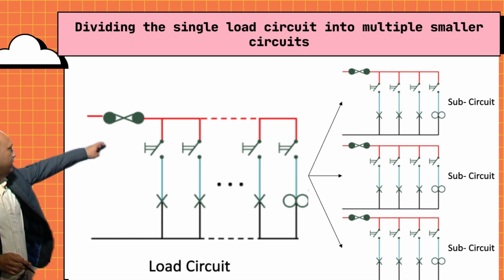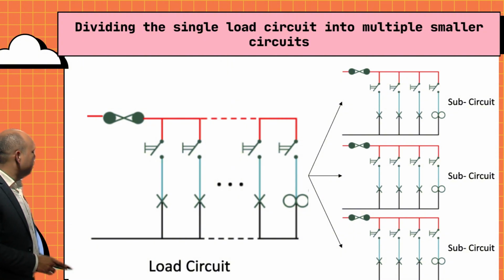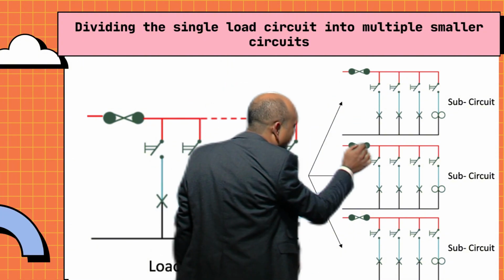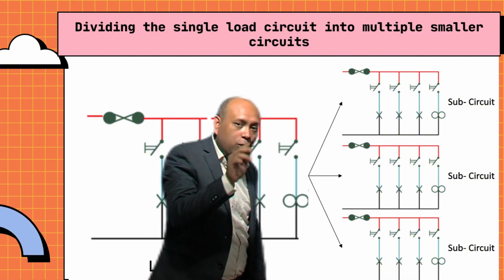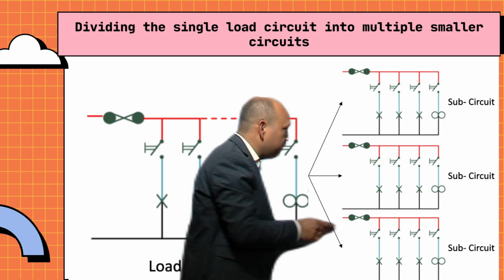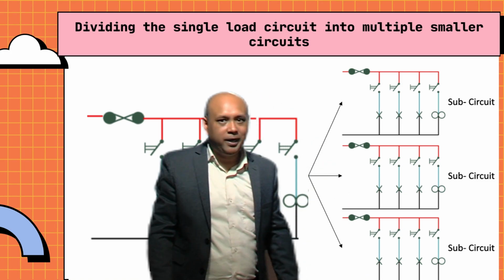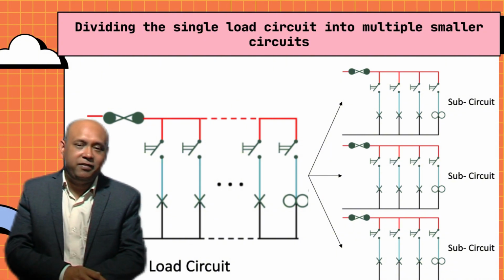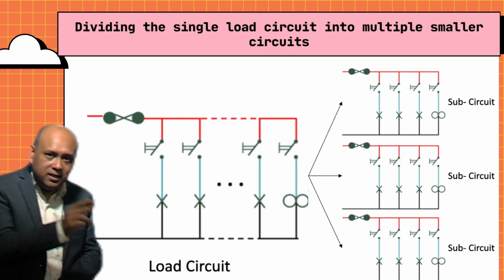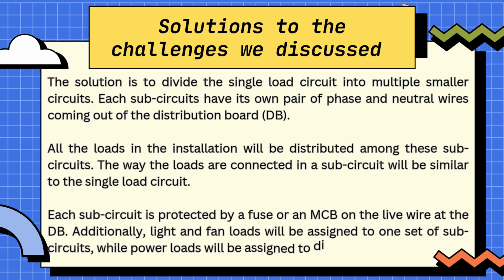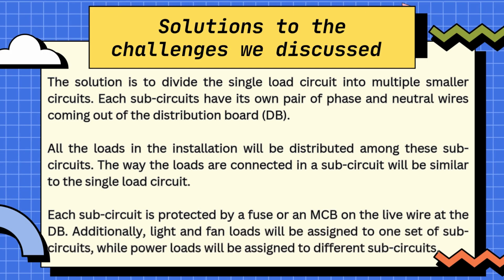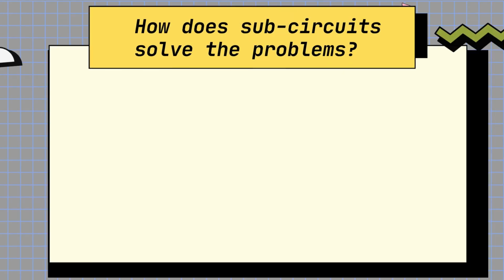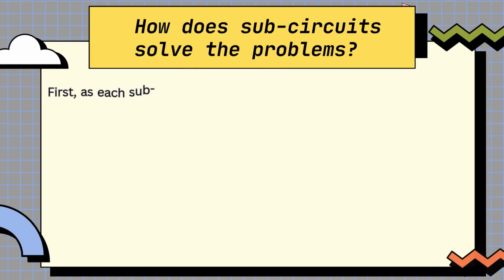So you can see that this is the symbol for a fuse. Each of the phase wires of each sub-circuit will be protected by their own fuse or circuit breaker. Additionally, light and fan loads will be assigned to one set of sub-circuits, while power loads will be assigned to different sub-circuits. So how does this sub-circuit solve the problem?